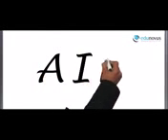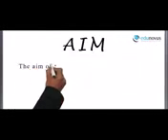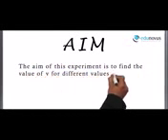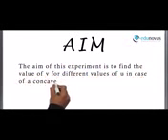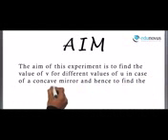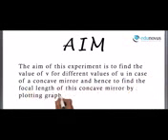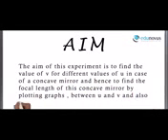I hope you understood the terminology associated with the concave mirror. Now, let us go through the aim of the experiment and the apparatus required to perform this experiment. The aim of this experiment is to find the value of v for different values of u in case of a concave mirror, and hence to find the focal length of this concave mirror by plotting graphs between u and v and also between 1/u and 1/v.